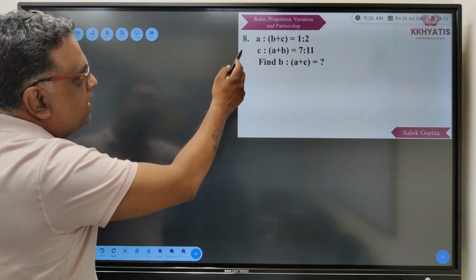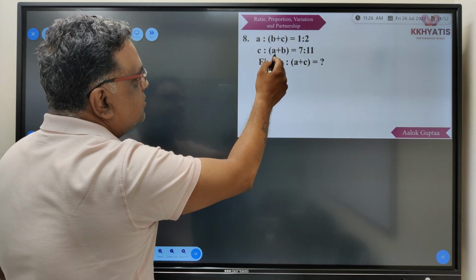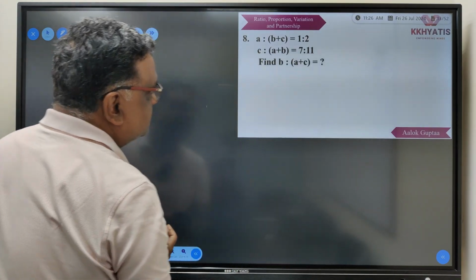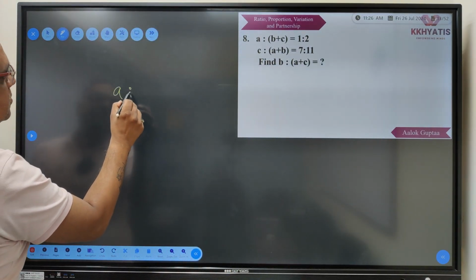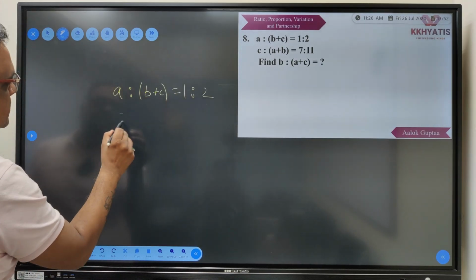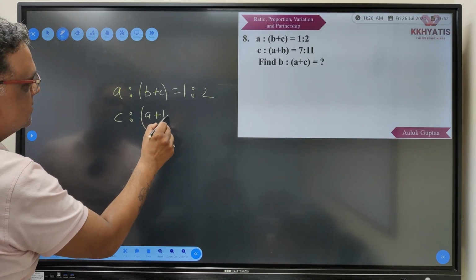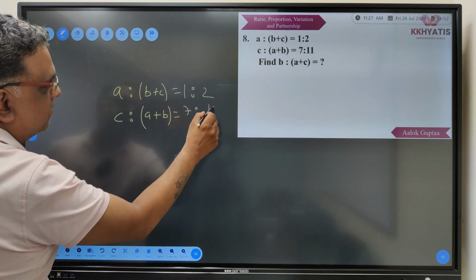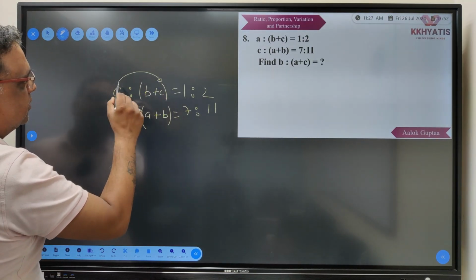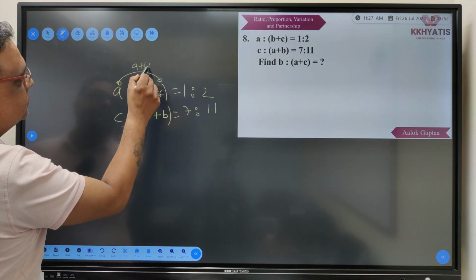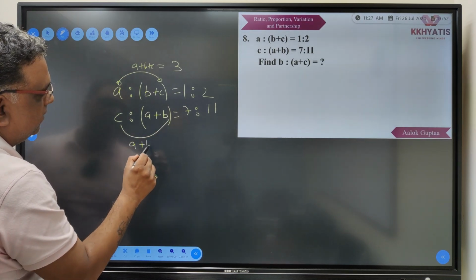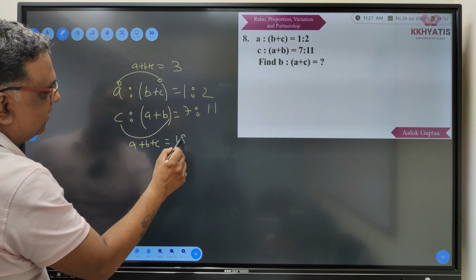So here we have been given A is to B plus C is 1 by 2 and C is to A plus B is 7 by 11. Find B is to A plus C. So now A is to B plus C is 1 is to 2 and C is to A plus B is 7 is to 11. So what is the total of this ratio? A plus B plus C. It is 3, and here A plus B plus C is 18.